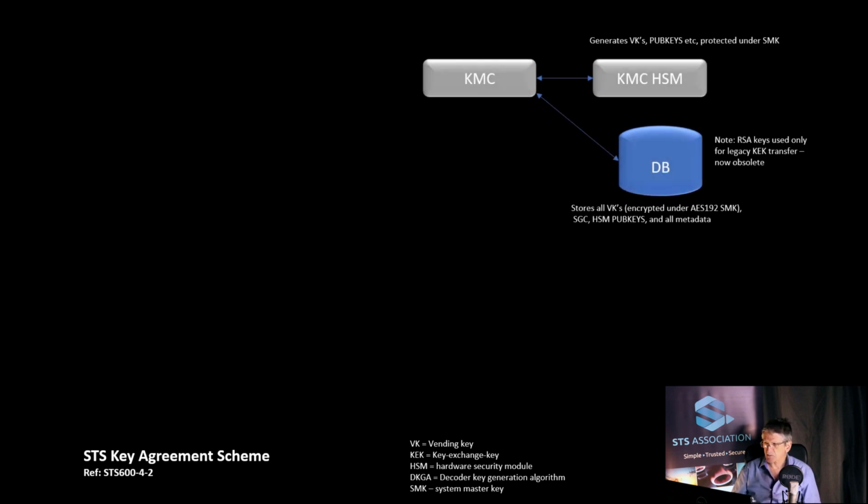Well, let's start with the key management center. The key management center essentially generates vending keys, public keys, etc. These are all protected under a system master key and stored away in a database. The KMC has also a high security hardware security module associated with it, which generates these vending keys. The VKs are stored in the database encrypted under an AES 192 system master key. It also stores all supply group codes, HSM public keys, and all metadata associated with supply group codes and customers.